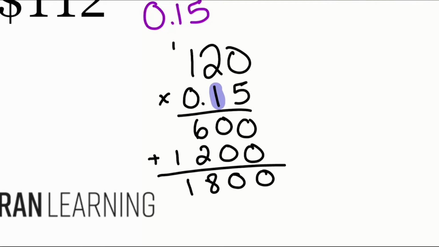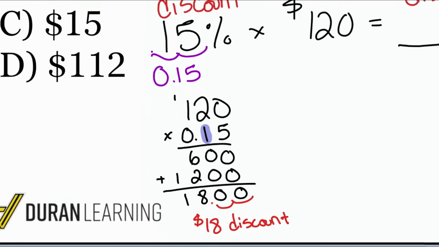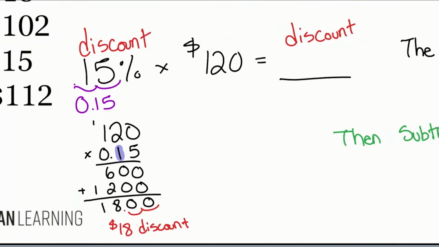Everybody, how many decimal places do we bring back? Correct. That'll be 2 times that we're bringing back. Nice and easy. 1, 2, and that's going to be $18 discount. This is why it's important to understand how to get it done. So now we know what the discount amount is.